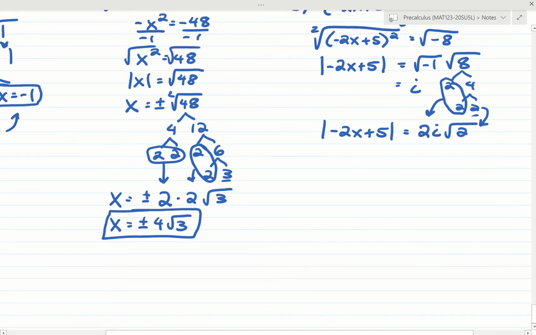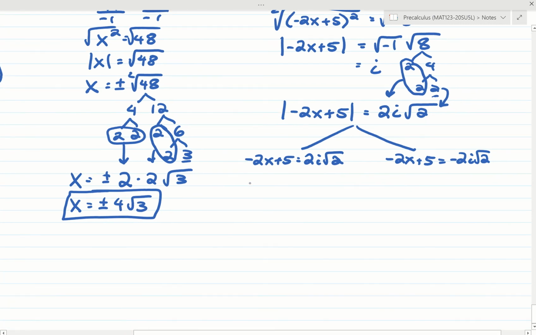Now, because this looks a little bit more complicated than the last problem, where we just had one number equal to x here, that's why we put the plus or minus. You could always break it up, and that's what I'm going to do here. So I'm going to say the absolute value goes away. So I'm going to write negative 2x plus 5 is equal to 2i root 2, and negative 2x plus 5 is equal to negative 2i root 2. We'll just finish this up by subtracting 5 on both sides, and then dividing by negative 2.